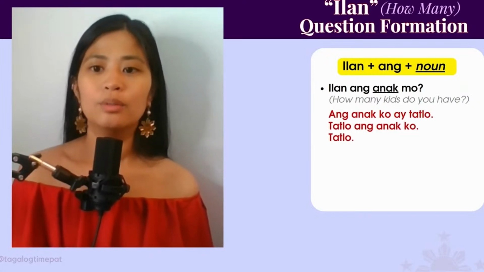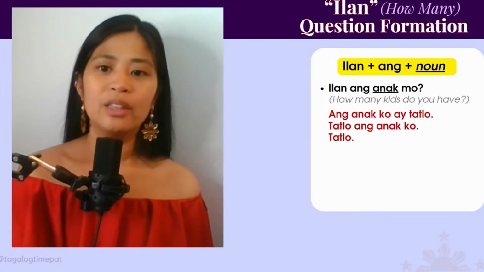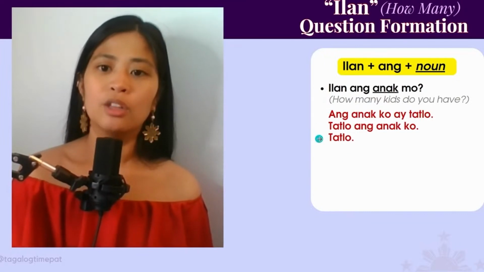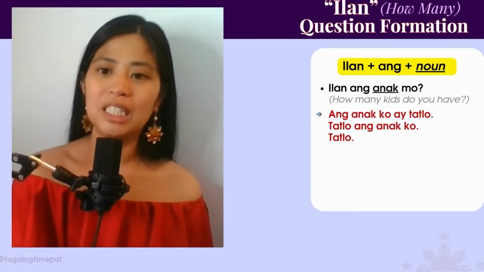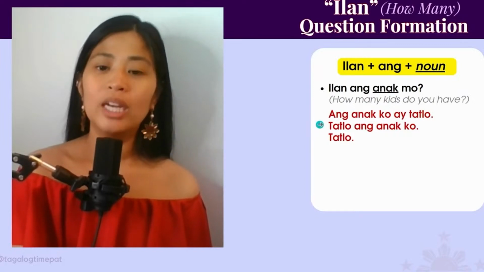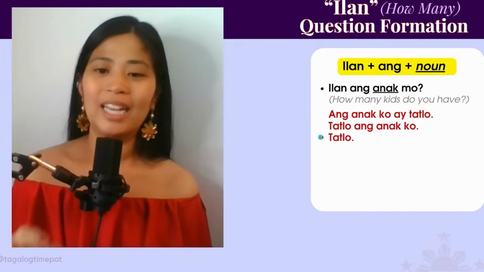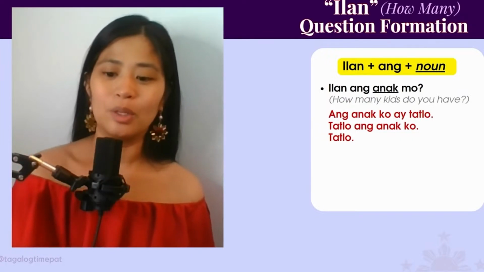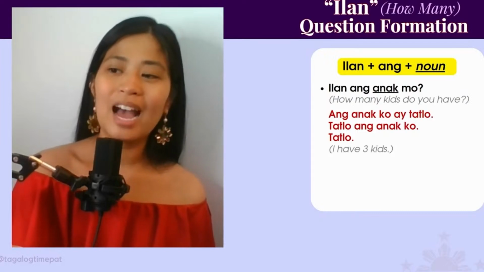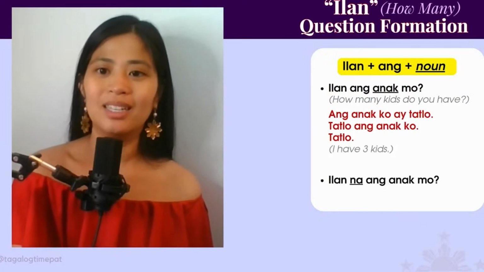Or 3. So again, there are many ways to respond. The first one is formal. No one really says it like that. The second one is common. That is what people would say. And then the last one is the short answer, which is also acceptable. I have 3 kids. That is what that means.